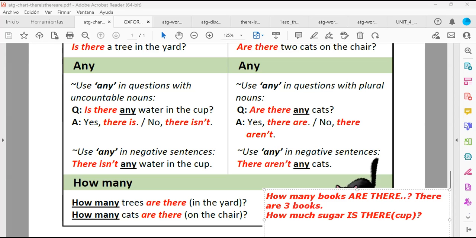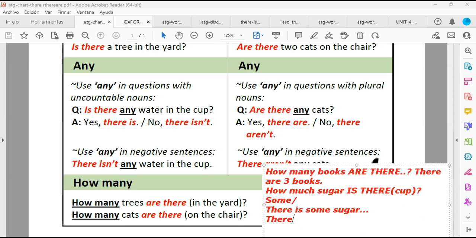Y la respuesta acá puede variar. Podría ser algo, some. That's a positive answer. Okay, algo. You can say there is some. Okay, there is some sugar. Entonces no estamos determinando cuánto, solamente estamos diciendo que hay algo. También podría variar mi respuesta. Puede decir, okay, there are three spoons of sugar. Hay tres cucharadas de azúcar. But that can vary, right?